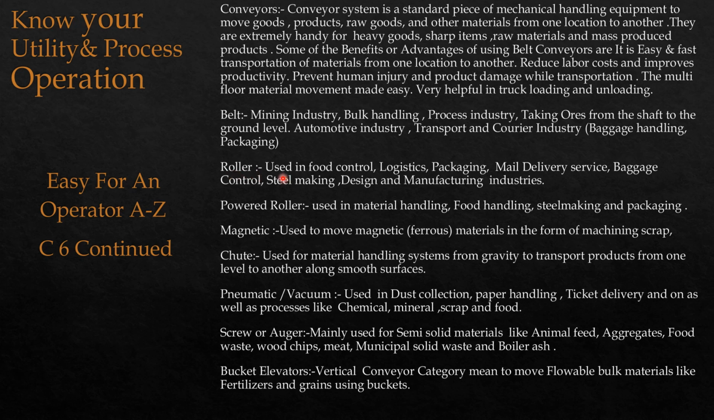Next one is the roller conveyor. It is used in food control, logistics, packaging, mail delivery service, baggage control, steel making, design and manufacturing industries. Next one is the power loader conveyor. It is used in material handling, food handling, steel making and packaging.